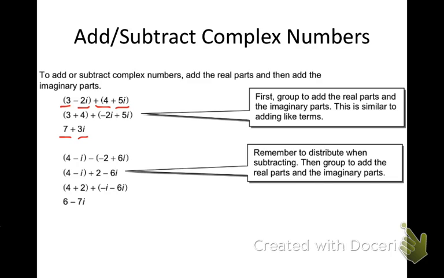Think of i as more like an x or a y, and you'll be just fine. The same thing with subtraction. Okay? 4 minus a negative 2, negative i minus 6i, and I combine like terms, I'm going to get 6 minus 7i.